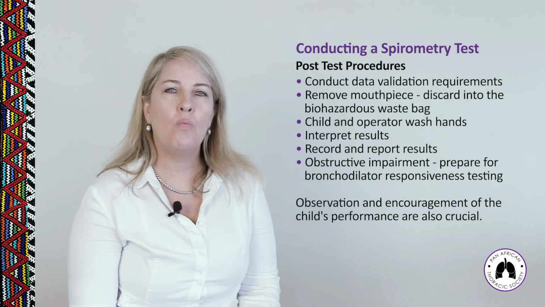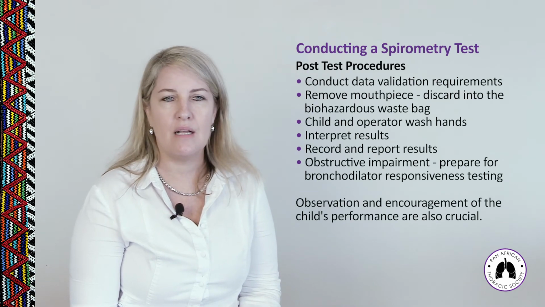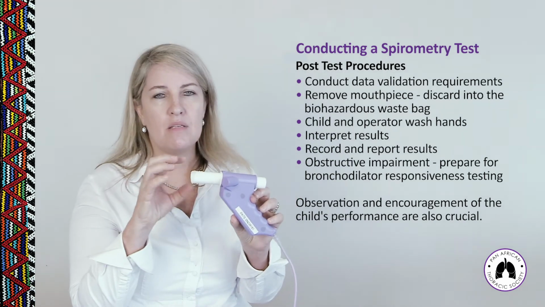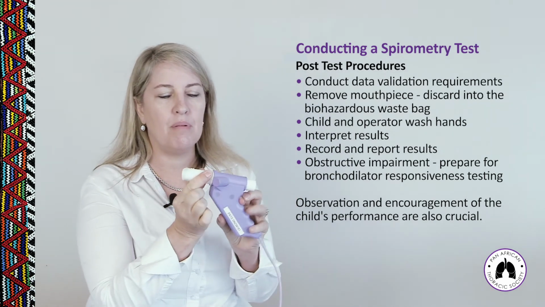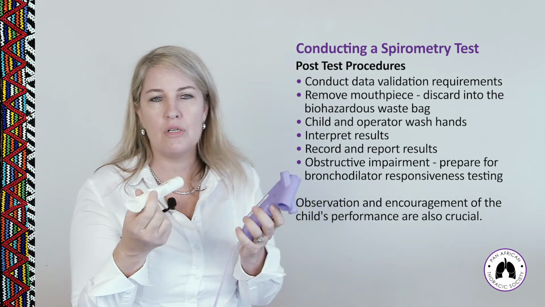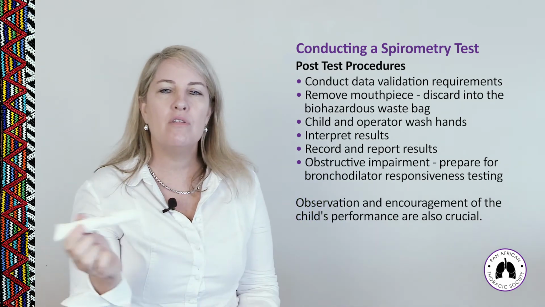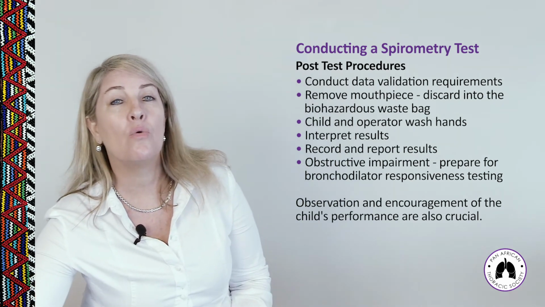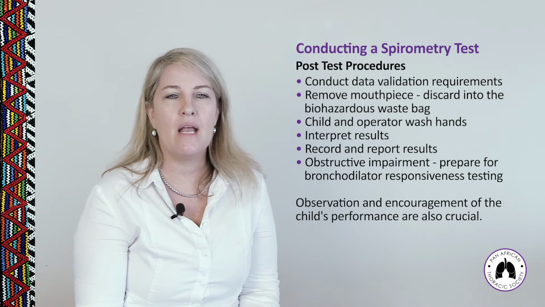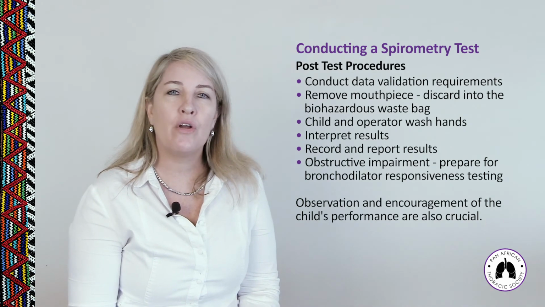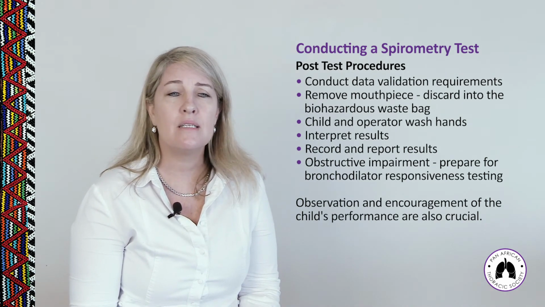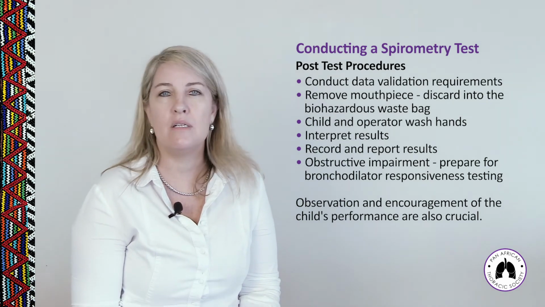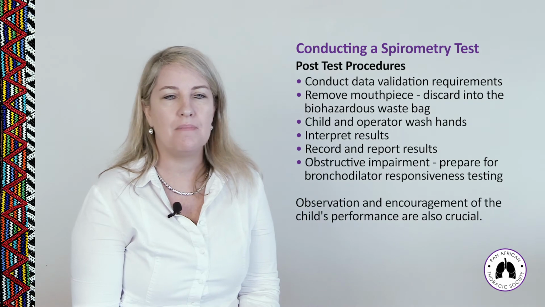All right, so once you've finished with the test itself, ask the child to remove the mouthpiece himself. So once the mouth has been on, you don't touch it again. The child simply pulls it out, depending on which spirometer you're using, throws it into the biohazardous waste, and then you give them some hand sanitizer or you send them to the basin to wash their hands. At that point, you are going to evaluate your test results and record and report on that test result, which again, we will go into detail on in the next chapter.